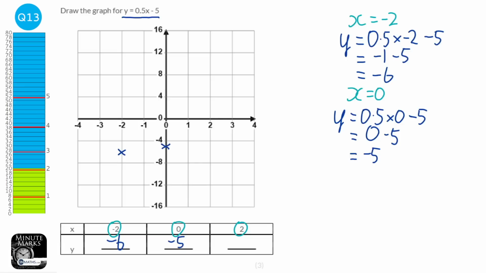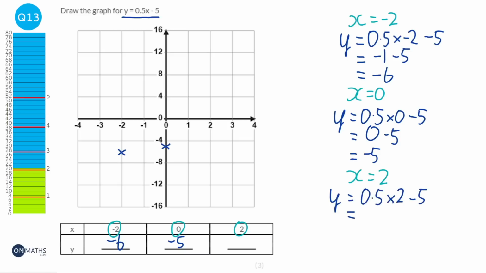And our last one will be x equals 2. So we've got y equals 1/2 times 2, which will just equal 1, take away 5. So it would be 1, take away 5, which will be -4. So -4. And so that will be here.